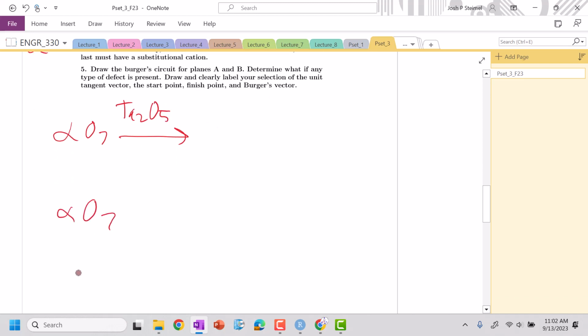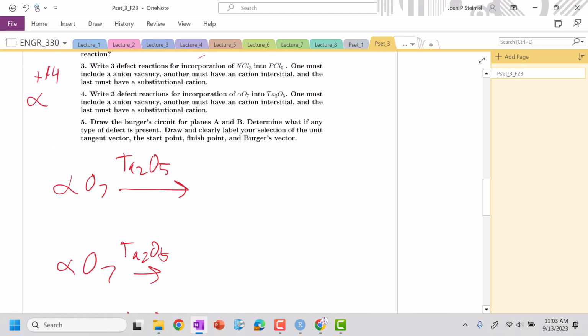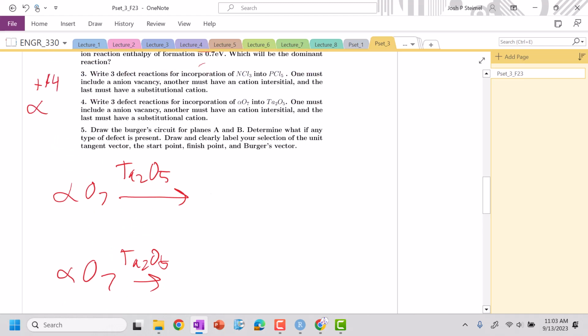Alpha O7, alpha O7, dash Ta2O5, Ta2O5. Right here. So, one must include an anion vacancy. So, vacancy and oxygen, 1, 2.